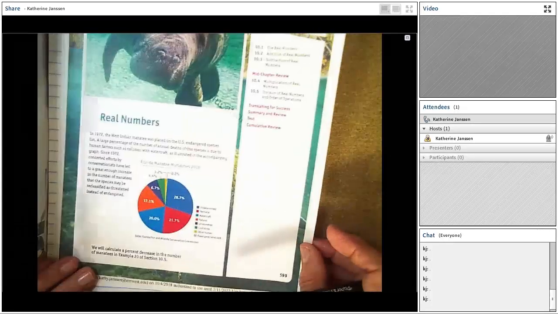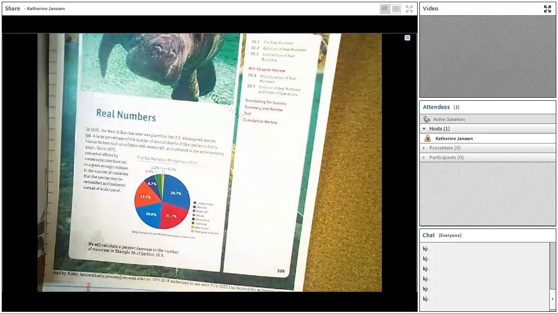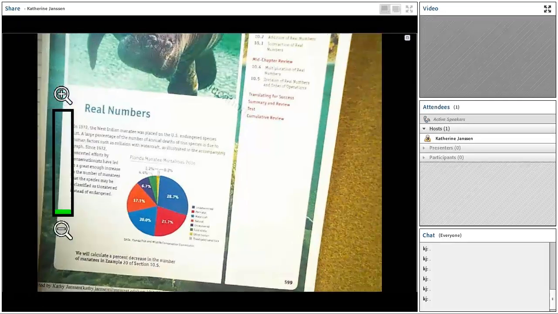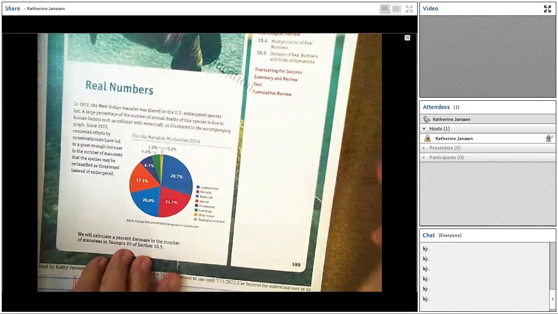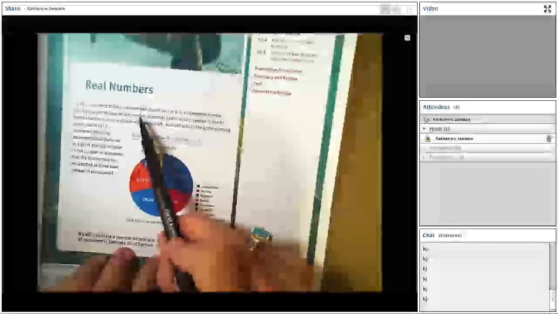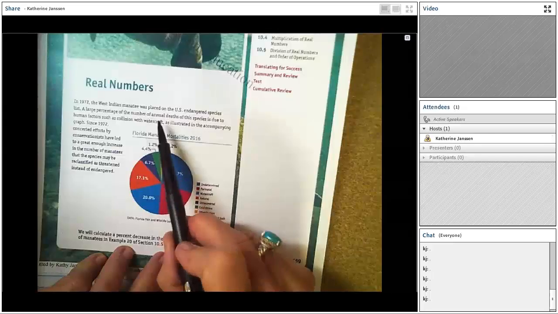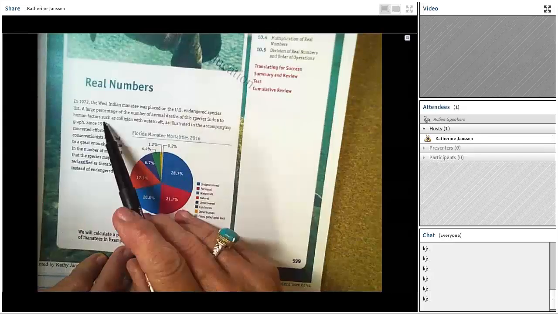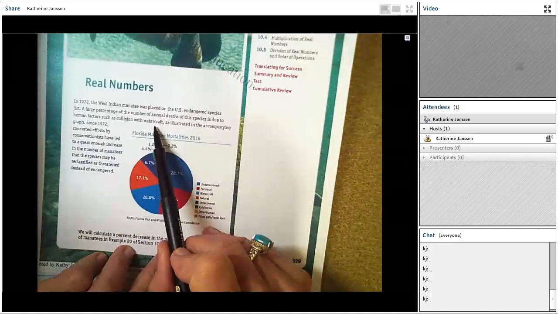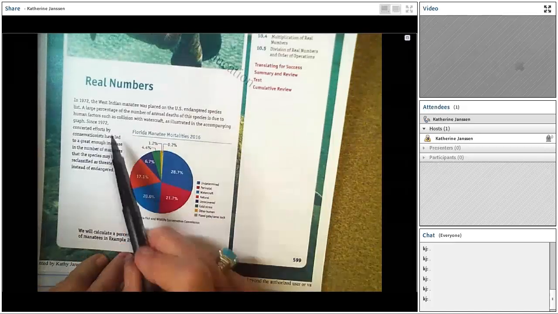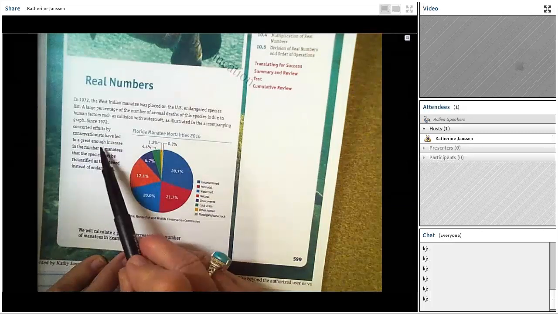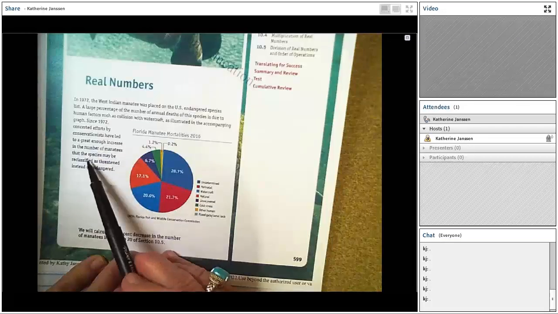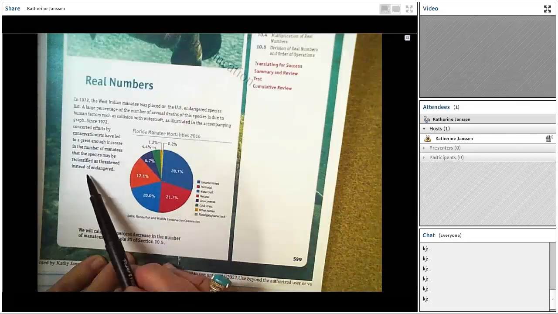I just wanted to take a look at this chart that's given to us. It's on page 599. In 1972, the western Indian manatee was placed on the U.S. endangered species list. A large percentage of the number of annual deaths of this species is due to human factors, such as collision with watercraft, as illustrated in the accompanying graph. Since 1972, concerted efforts by conservationists have led to a great enough increase in the number of manatees that the species may be reclassified as threatened instead of endangered.